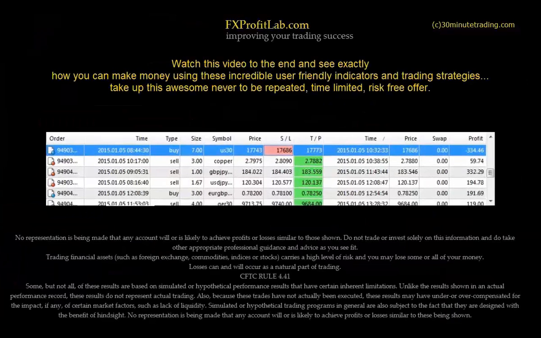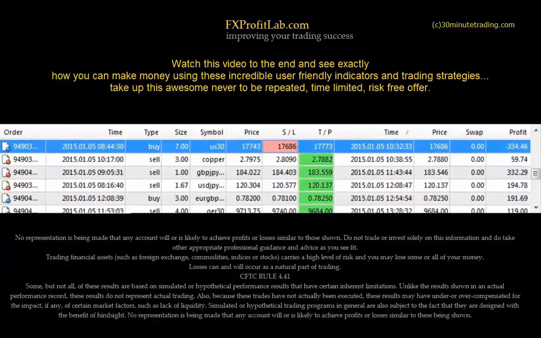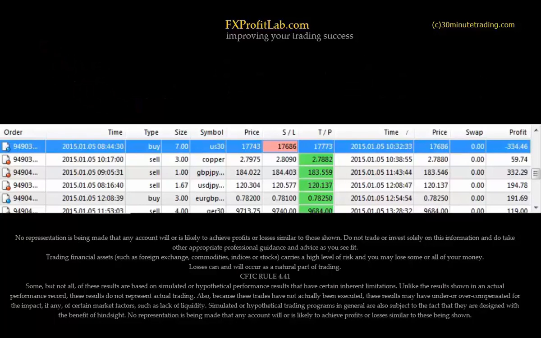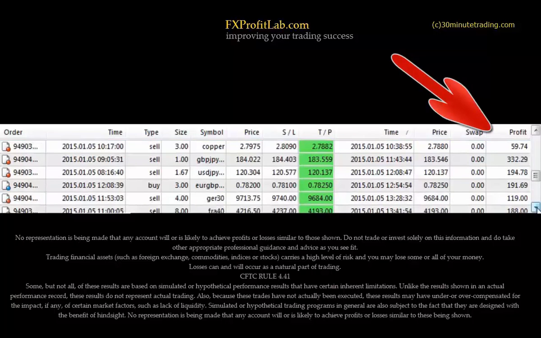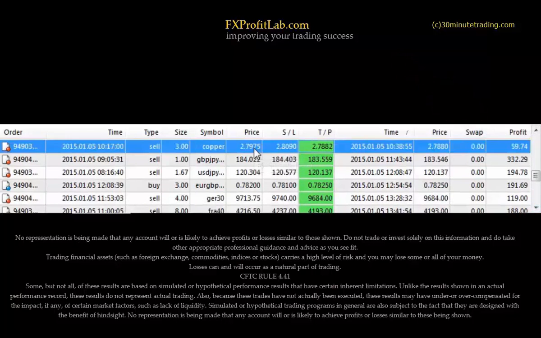Okay, so putting all of this together, let's see what kind of trade results one can achieve using this system and the indicators. So let's go and have a look at the screen, and we will see that over here the very first trade of the day on the 5th actually lost money, and then the second trade of the day made $59, and the third trade of the day made $332.